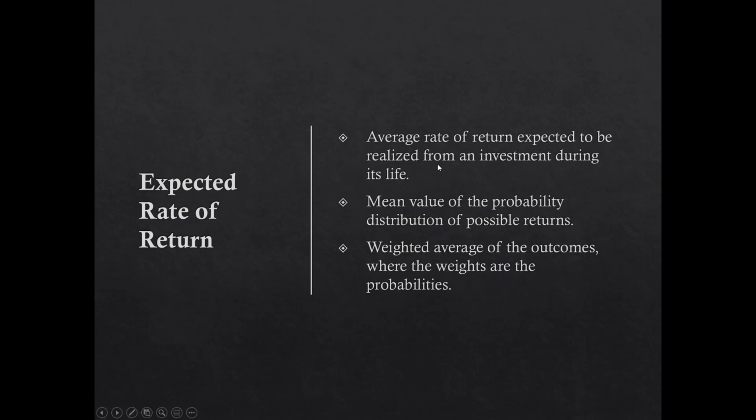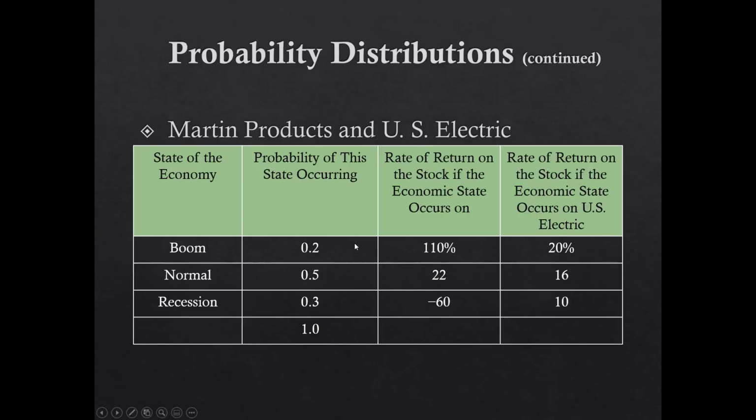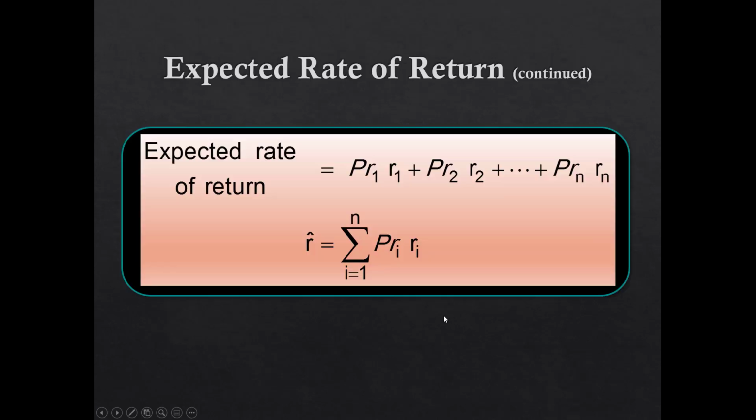So the expected rate of return is the average rate of return expected to be realized from an investment during its life. And it's the mean value of the probability distribution of possible returns and the weighted average of the outcome where the weights are probabilities. So in this particular case, you would determine what the expected rate of return is for both Martin Products and U.S. Electric by multiplying the probability by the return for that particular scenario, and then adding that together. And that's what this shows here. The probability of return 1 times return 1, plus the probability of return 2 times return 2, et cetera, out to the probability of return n times return n.